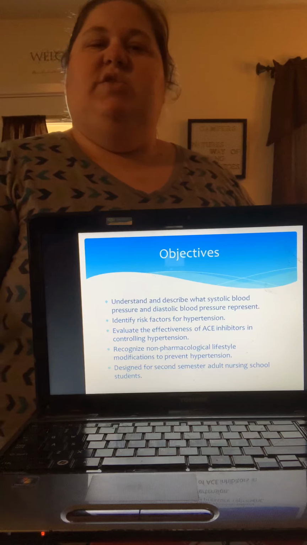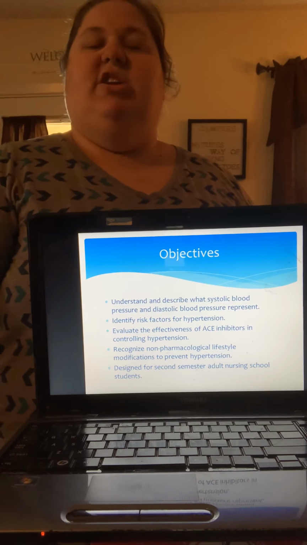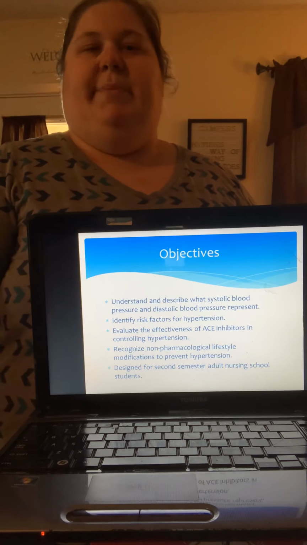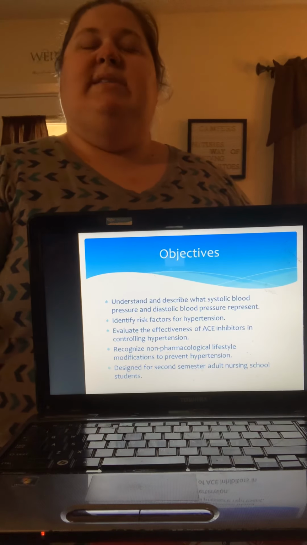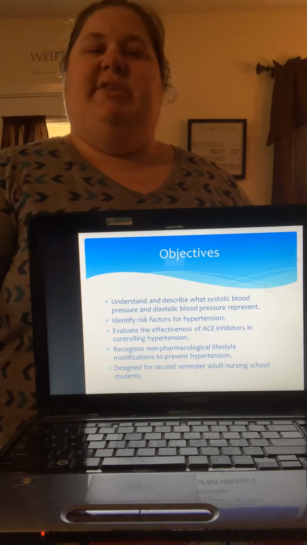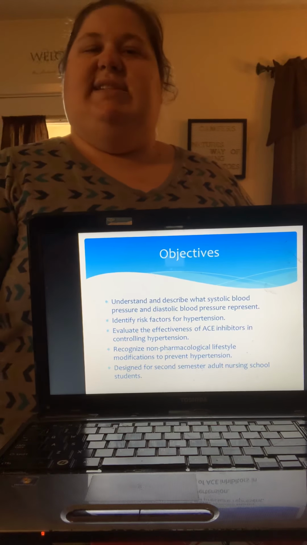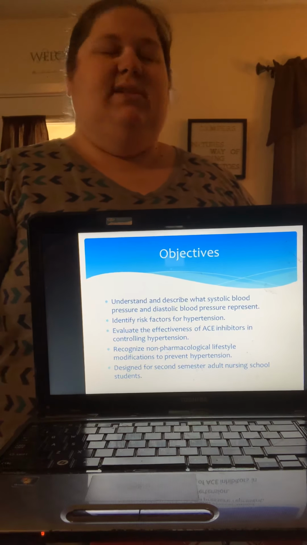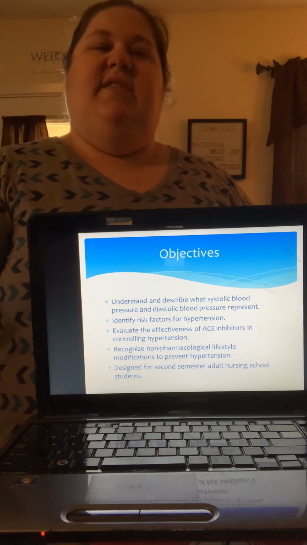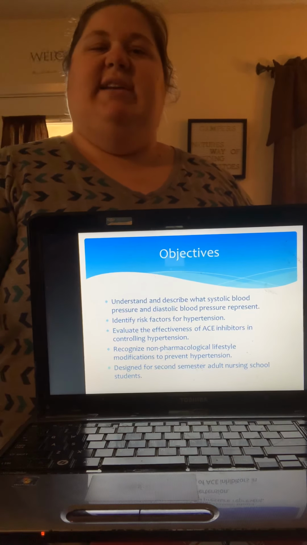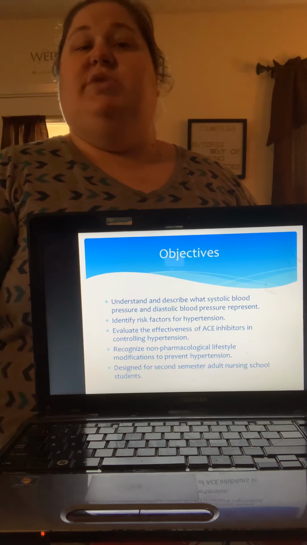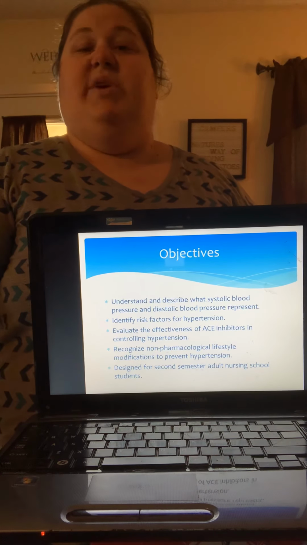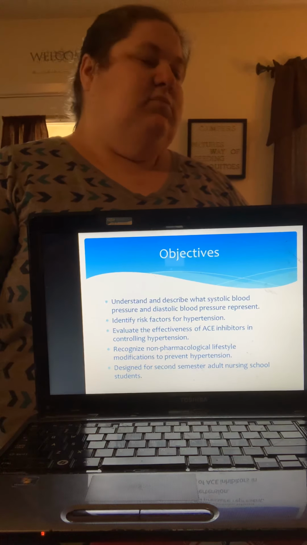The second objective is students will be able to identify risk factors that are common for patients that develop hypertension. The third objective is to be able to describe some medical management for patients with hypertension. Specifically in this lesson today, we're going to discuss ACE inhibitors. And the last objective is students will be able to identify some lifestyle modifications to educate patients on to reduce their risk and prevent the risk of developing hypertension.